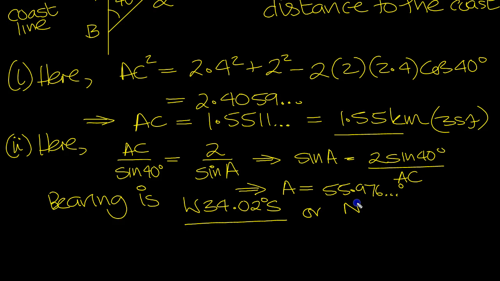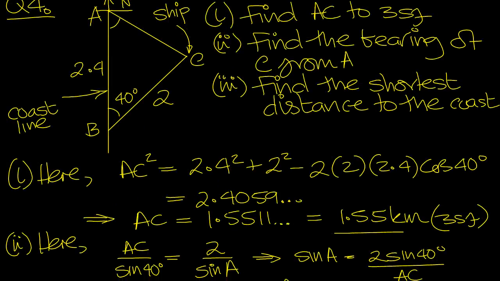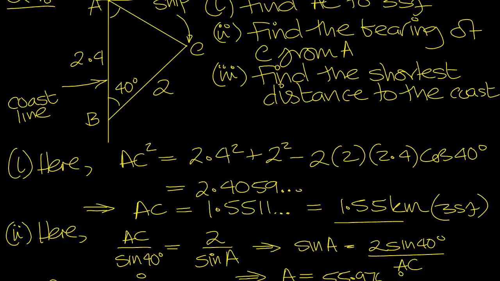Or it could be north. Add 90 to this: 124.02 degrees. South, I suppose. Go around that way. No, it's not good. This is the one we want, I think. Because this might be ambiguous, but we go around clockwise. So I'm okay with this one, this bearing. So that's the bearing of C from A.